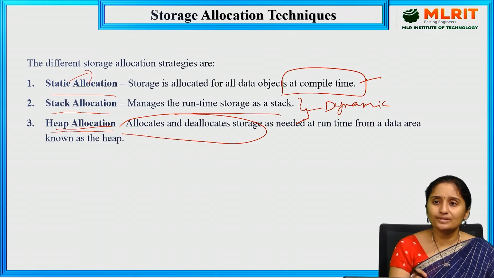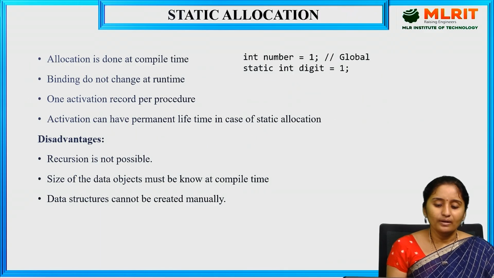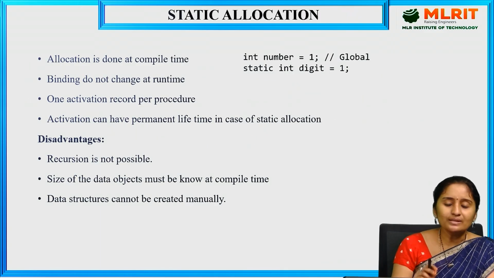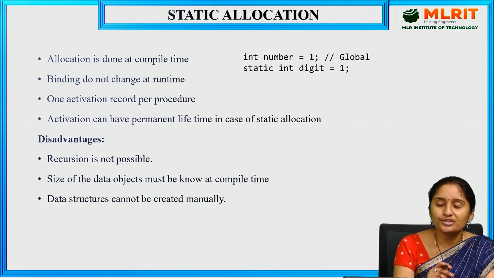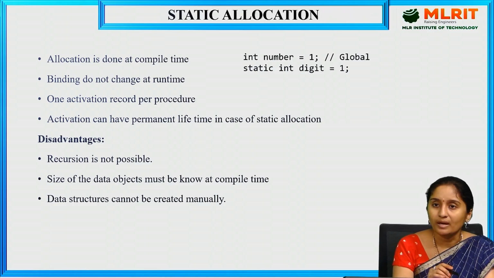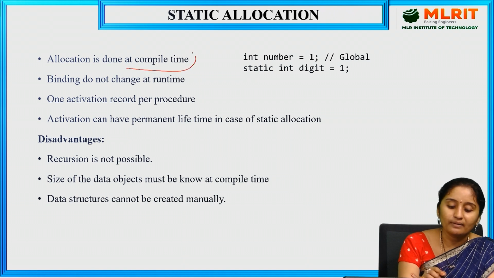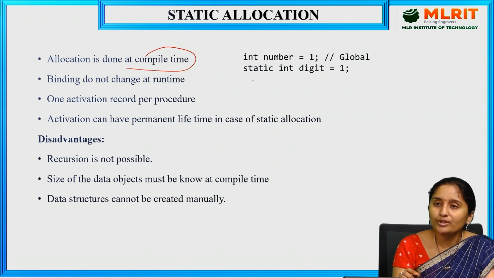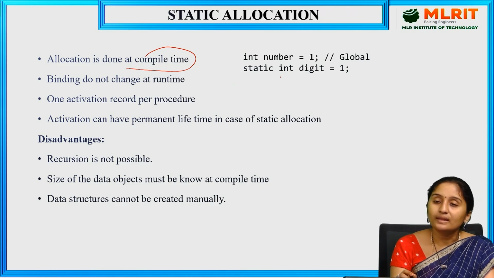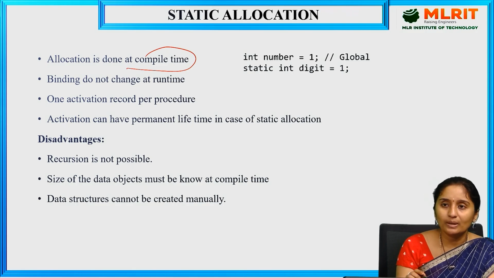We are going to discuss each one in detail. So, static allocation: allocations are done at compile time, not at runtime or execution time. Whenever in the program I declare a variable of type static or a normal variable, the memory is going to be allocated at compile time. When the program is compiled, at that time the memory will be allocated.